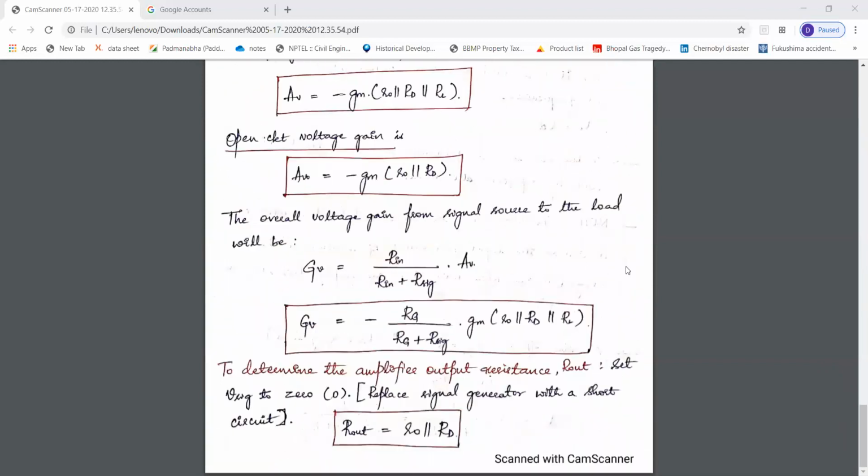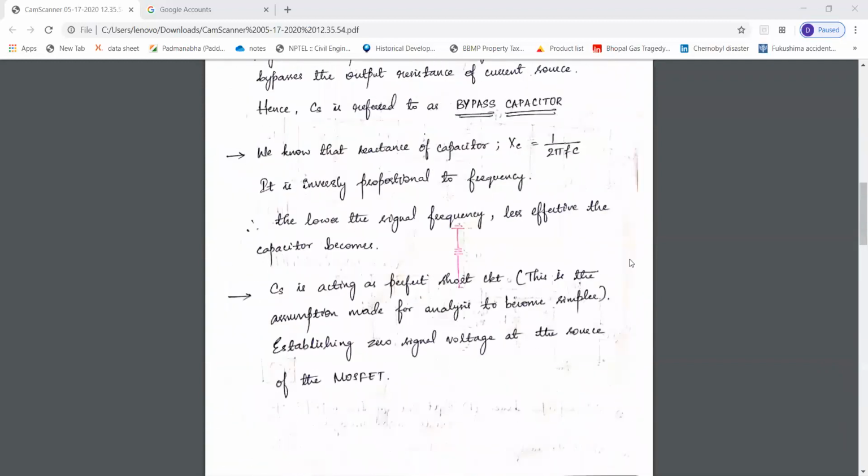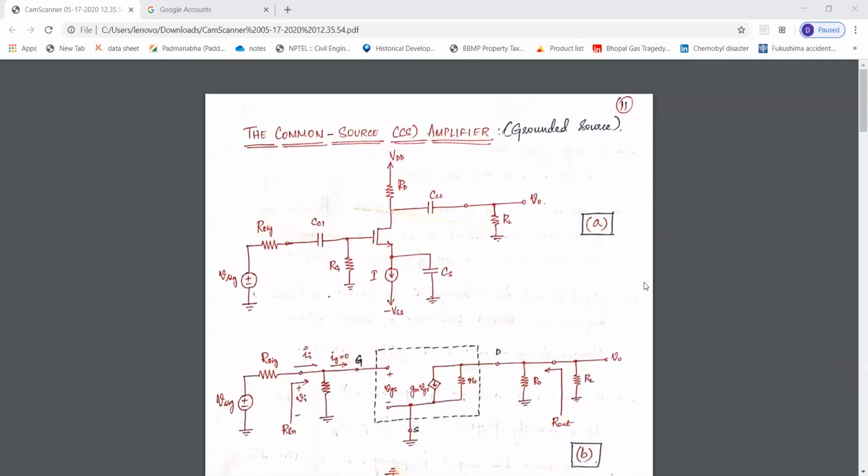This is about the common source amplifier. Okay. And in the next session, we'll study about common source amplifier with source resistance.